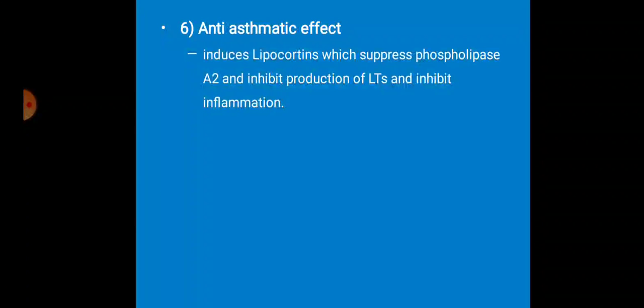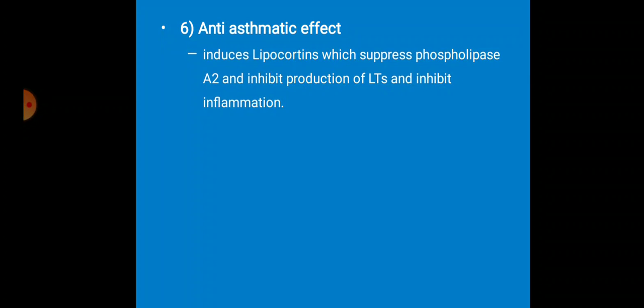Anti-asthmatic effect. It is well known as mainly used for chronic treatment of asthma. The main reason is that it induces one protein, as mentioned in the mechanism of action. It induces the synthesis of a protein known as lipocortins, which suppresses phospholipase A2, the enzyme responsible for the production of prostaglandins as well as leukotrienes. Leukotriene is one of the major mediators of asthmatic attack in human beings.